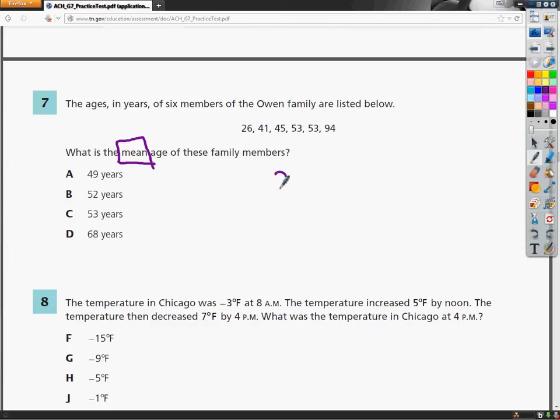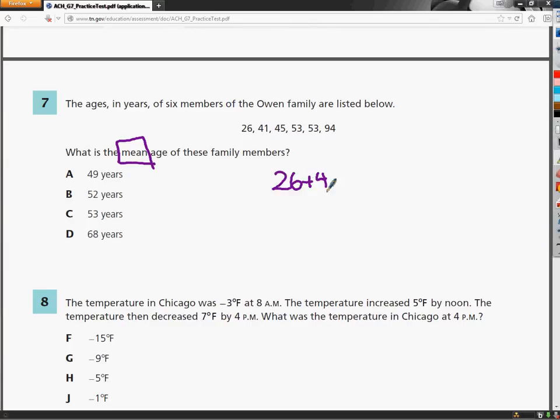So I'm going to do 26 plus 41 plus 45 plus 53 plus 53 plus 94. So obviously 2 people in this family are the same age. So I'm going to add all those up, and that's going to give me 312.